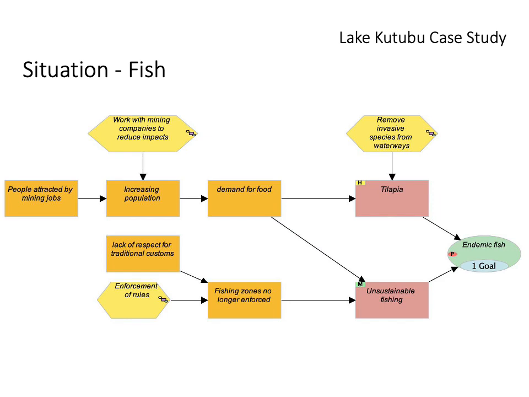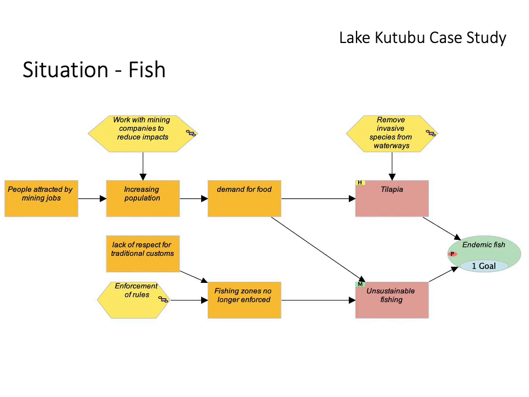Thinking about the unsustainable fishing, it was also felt that fishing zones were no longer being enforced, and that was at least partly because there was a lack of respect for some of the traditional customs. So this team were able to identify a number of strategies, and on the diagram here we can see how those strategies actually interact with this situation.